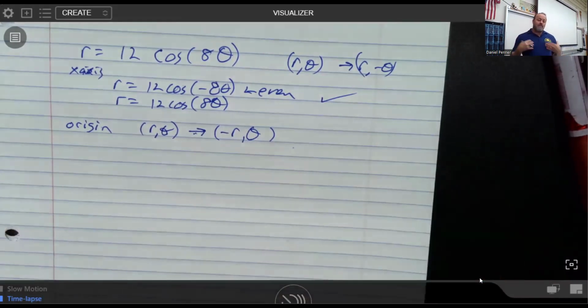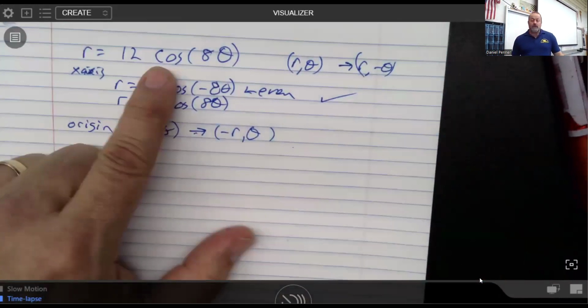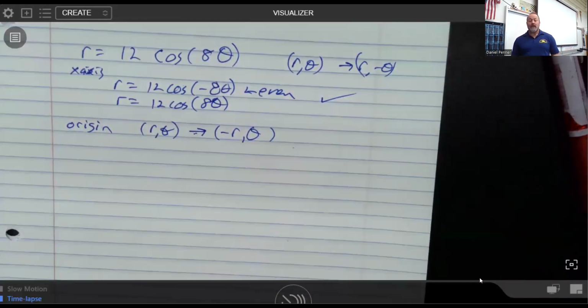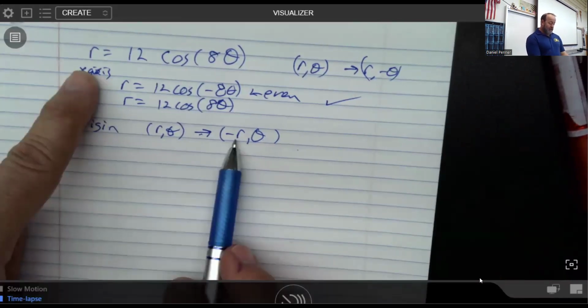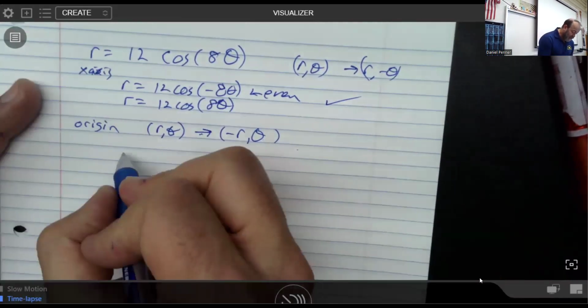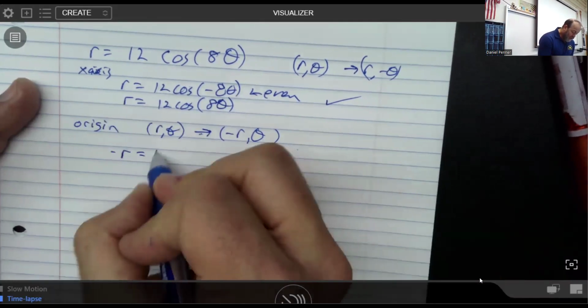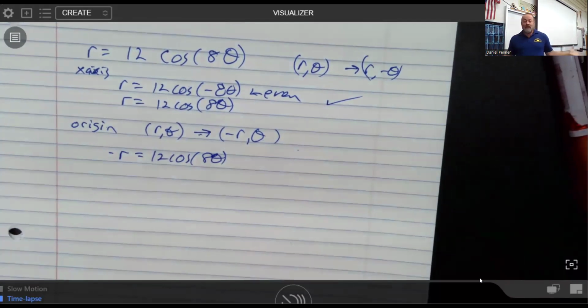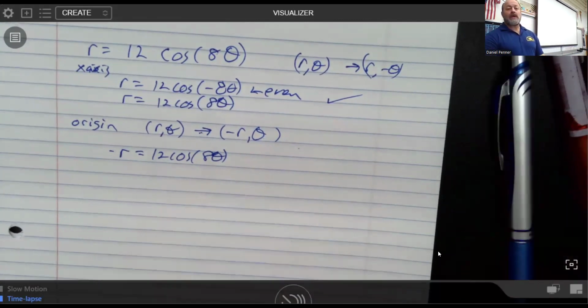But see, again, I know, because this is a rose with an even number, I know it has all three. So I know that's what's going to happen. But see, if I replace every r with negative r and theta with theta, I would end up with r equals this. Well, that is not the same as the original problem. And so it appears that it fails that test, but I know better. I know that it actually has that. So this is one of those situations where I like to call that a false negative story.